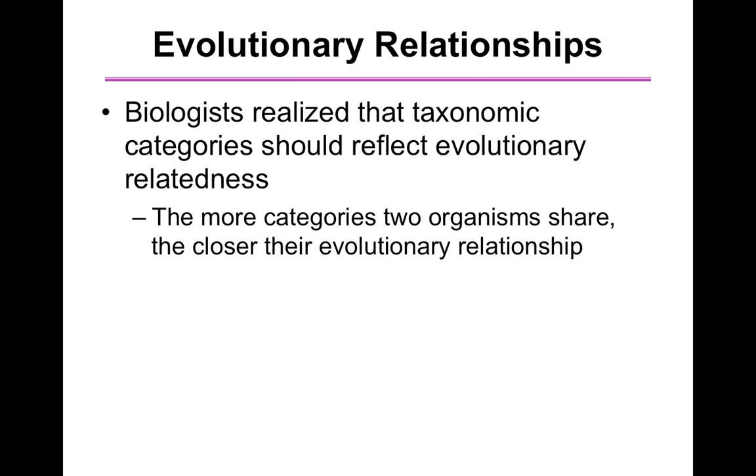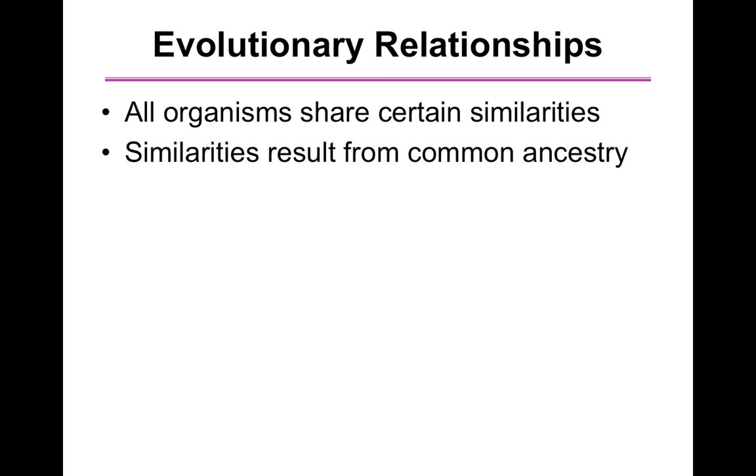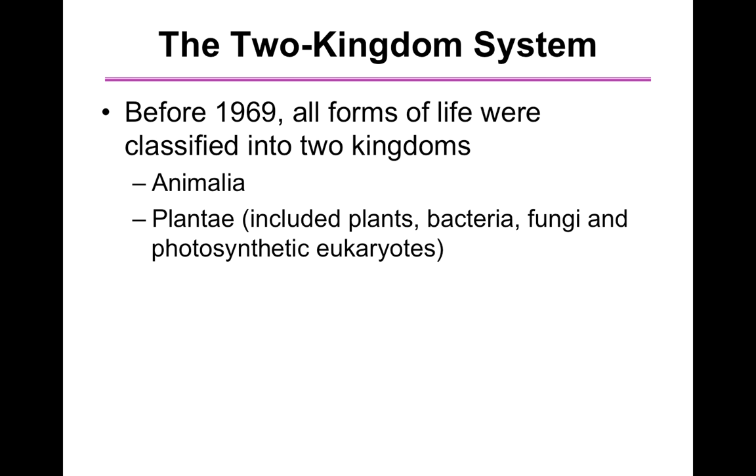Evolutionary relationship: biologists realized that the taxonomic categories should reflect evolutionary relatedness. The more categories two organisms share, the closer the evolutionary relationship. All organisms share certain similarities. Similarities result from a common ancestry.